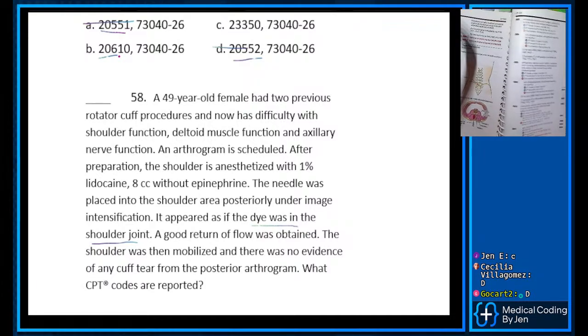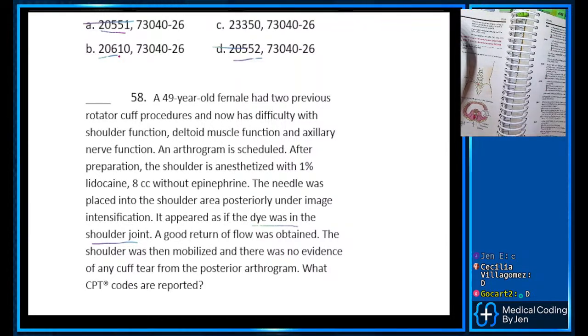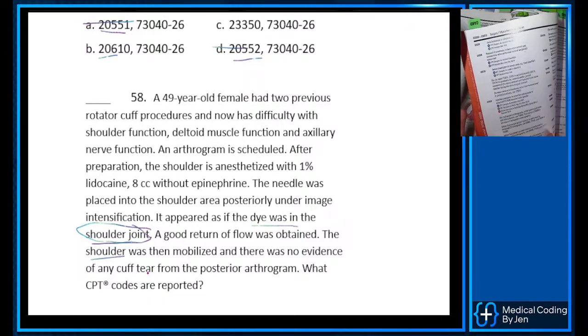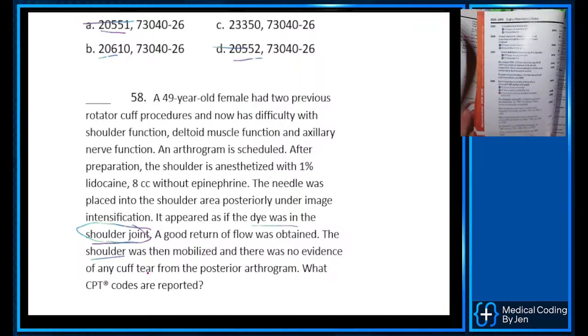If we look under it, the header for it is arthrocentesis. That is a joint. We're getting closer, right? That does match our joint situation. And we do have shoulder. Let's go look at our 23350.